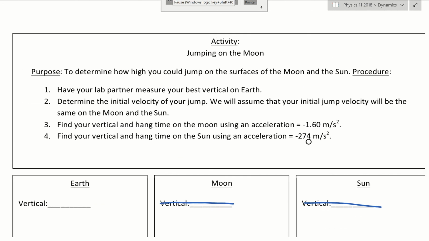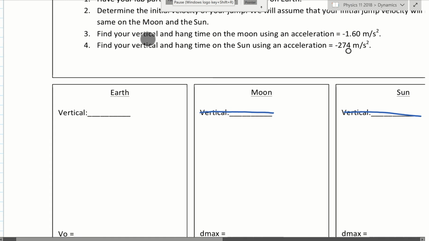This is a little activity that we usually do in class, but it is now not possible to do because you don't have the kind of equipment. Basically, this exercise is about measuring how high you can jump on Earth, and then changing that number for the other situations. If you can jump that high on Earth, then how high can you jump on the moon, and how high can you jump on the sun? So we're going to use some made-up numbers for this to work.